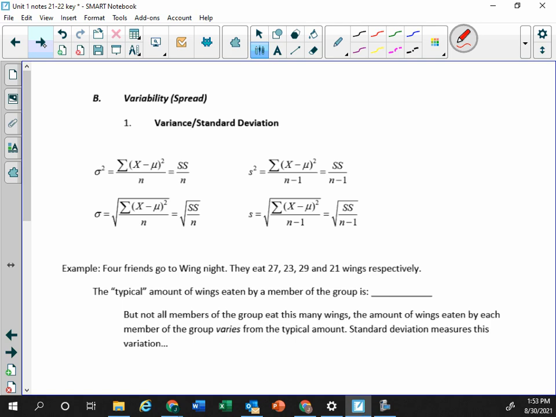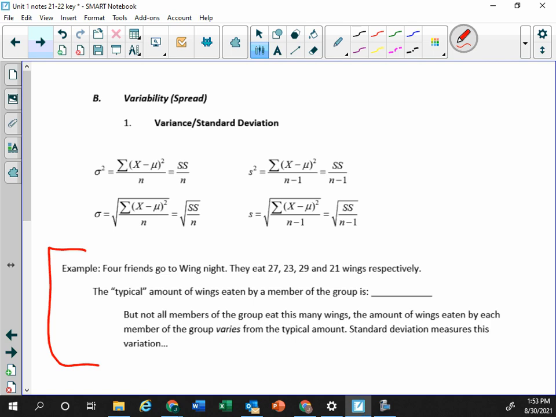Now I've got all these formulas for you on here. You're not going to have to calculate this by hand. Okay, your calculator is either going to do it for you or the problem's going to tell you what the standard deviation or the variance was. So yes, these formulas exist. We have this example in here. I'm not going to make you do this by hand. Okay, I'll show you on your calculator how you do it.